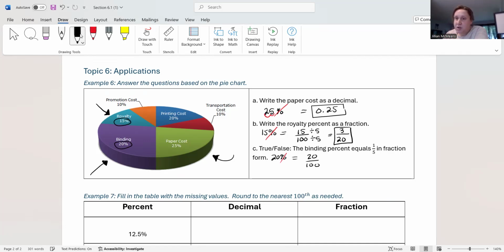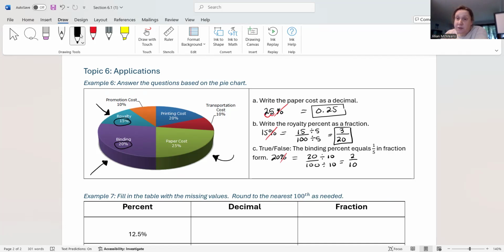And let's say you're not sure if these two things are going to simplify nicely. I can tell you that if something ends in 0, it's divisible by 10. So let's start there. So we could say, okay, 20 ends in 0, and 100 ends in 0. So let's divide them both by 10. That's an easy place to start. 20 divided by 10 is 2. 100 divided by 10 is 10.